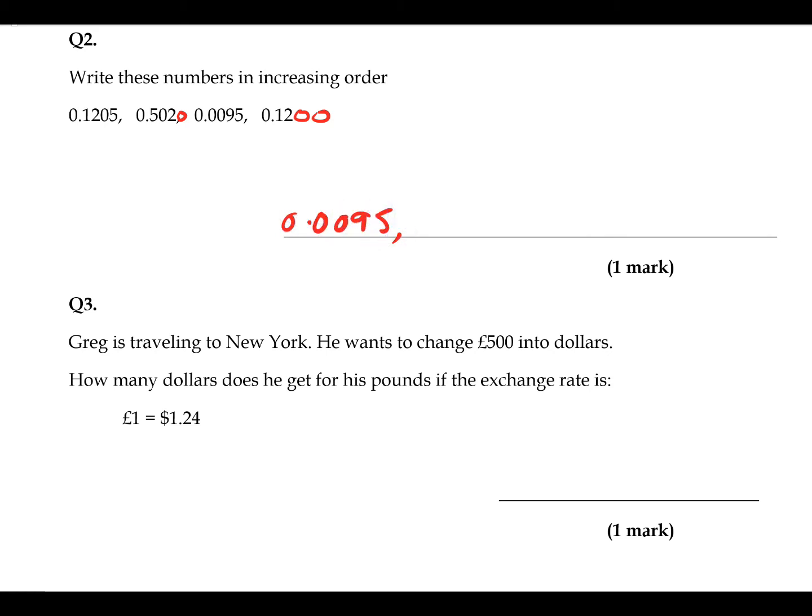Then the next smallest number I've got is 1200 as opposed to 1205. So 0.12 would be next, followed by 0.1205, and then finally 0.502 as our biggest number. And that's worth 1 mark.